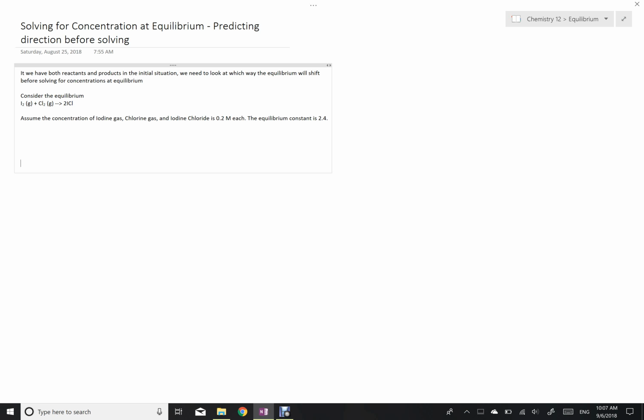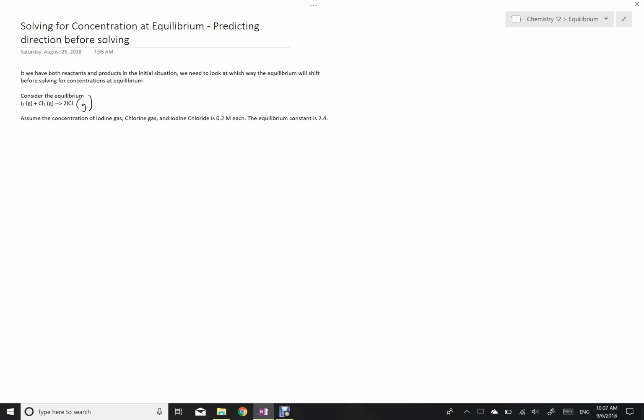Consider the equilibrium. Iodine gas and chlorine gas are going to react to form iodine chloride, and that's going to be a gas as well. And we're going to assume that we have 0.2 molar of each, and the equilibrium constant is 2.4. So we're going to figure out first which way the equilibrium is going to go, and second, we will figure out what the concentrations are at equilibrium.